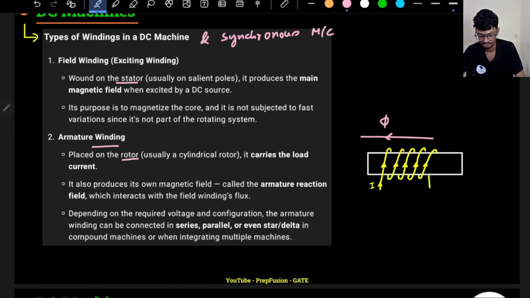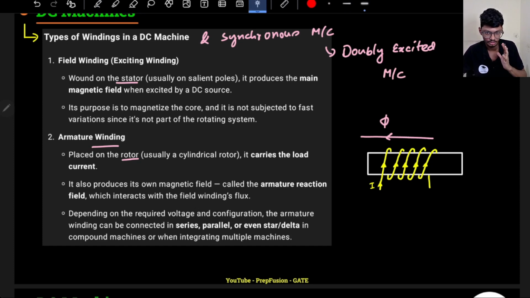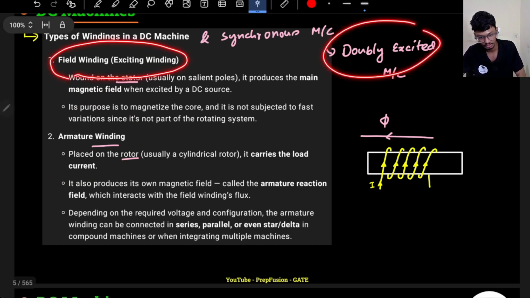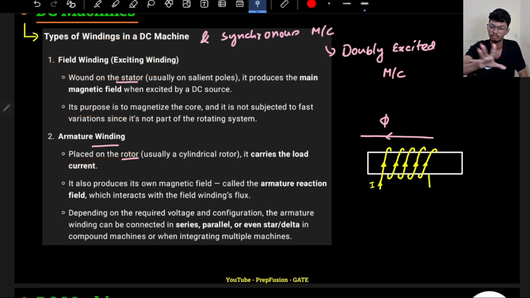it is a doubly excited machine. Why is it a doubly excited machine? What do I mean by doubly excited machine? Doubly excited machine means that I will provide the excitation to both the field winding and the armature winding. In induction machine there is nothing like armature and field winding, but in synchronous machine there is again a field winding and an armature winding. We will discuss that when we study synchronous machines. That is the important portion here, right? So that's why doubly excited, because I am exciting both the windings, the armature winding and the field winding, because current is flowing through both the windings.